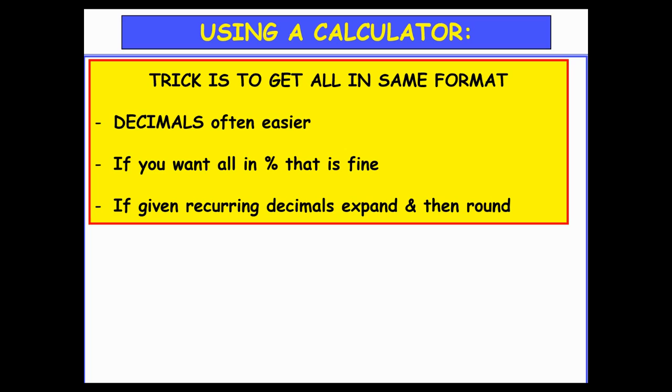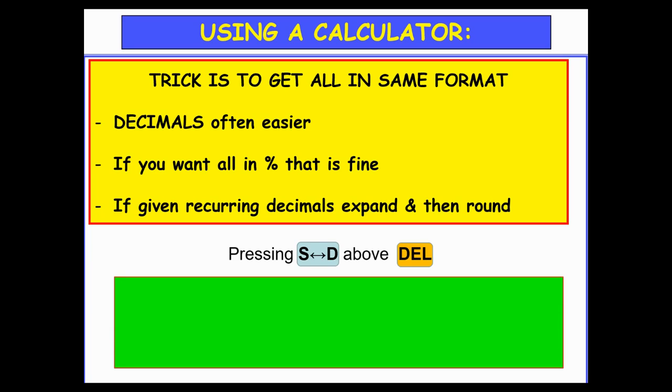If you want all in percent, that is absolutely fine by me, but you have to do a little bit more work for that. If you're given recurring decimals, just expand them and then round it to 3 decimal places or whatever. So just remember, if you did have that, you could use the SD button, but if it's in the question already, you're not going to create this.